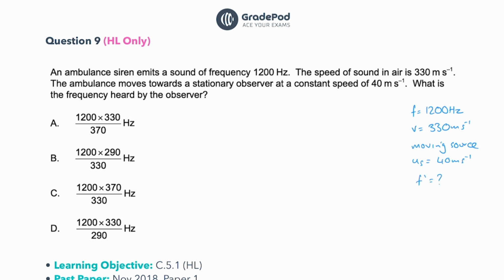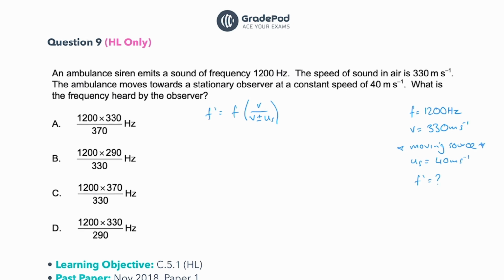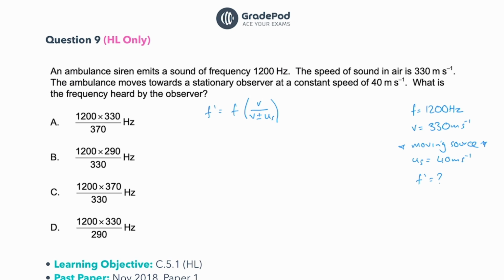So we go to our data booklet and we've realised that it's a moving source equation. The moving source equation is f dash equals f v over v plus or minus us. And we need to decide whether we're going to use plus or minus this us.